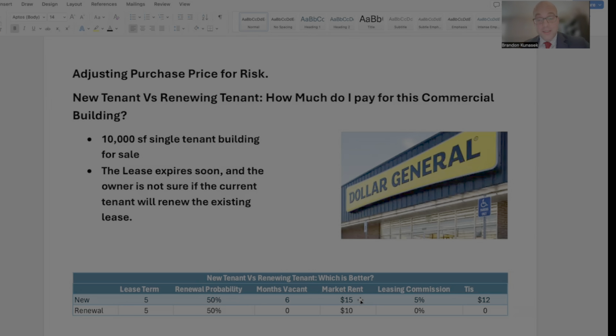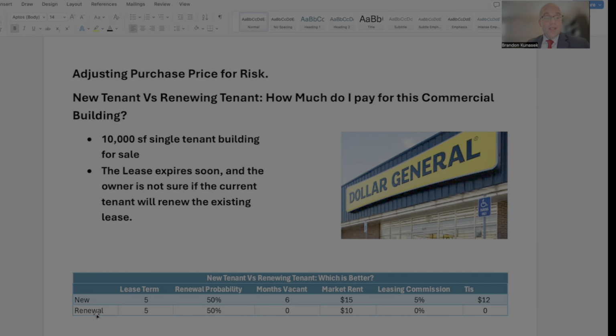That's going to cost something. Your market rent for the building is going to be $15 per square foot, and then you're going to have to pay a leasing commission of 5% to that agent who hunts down a new tenant for you. You're also going to have TIs, tenant improvements. With your new tenant are going to come those tenant improvements. You're willing to pay $12 per square foot. Now, that's model one. That's scenario one.